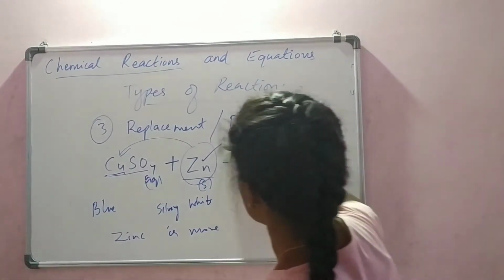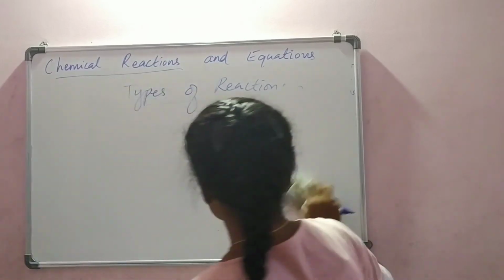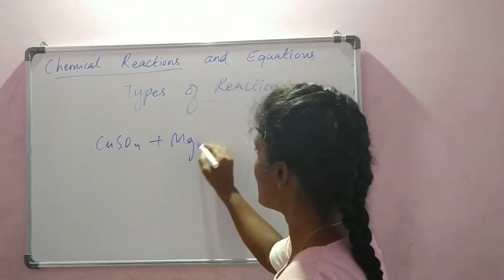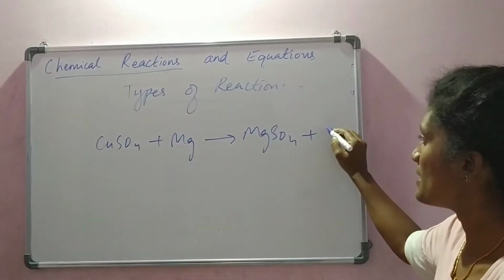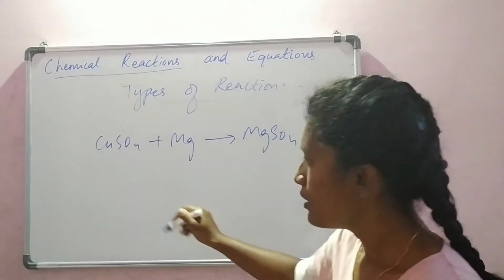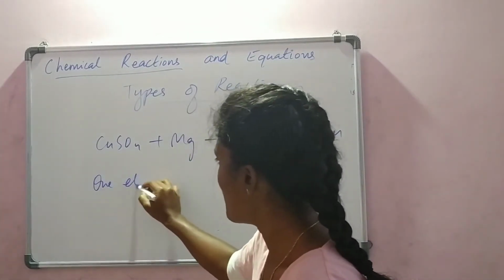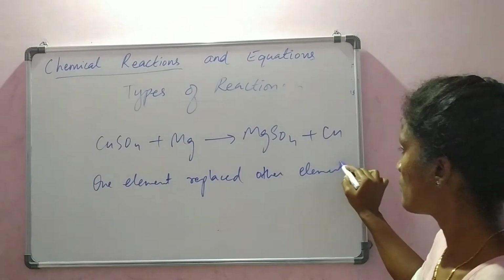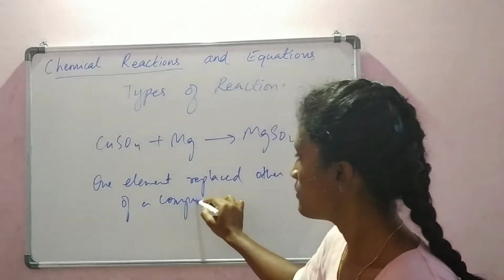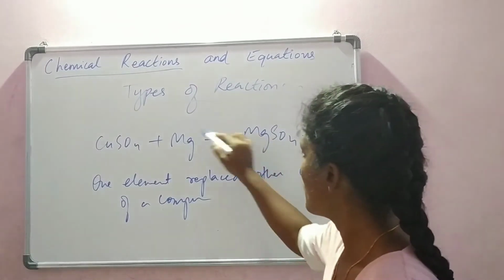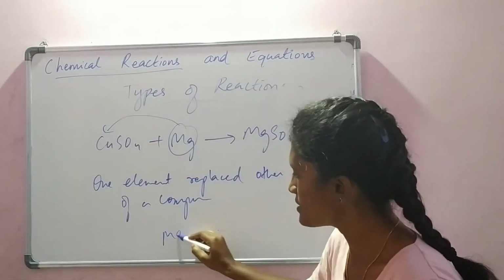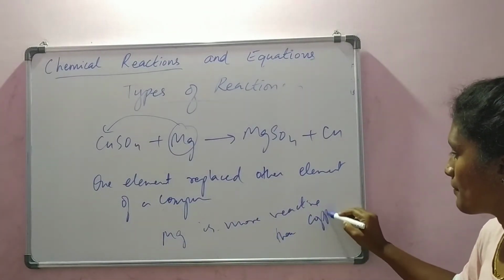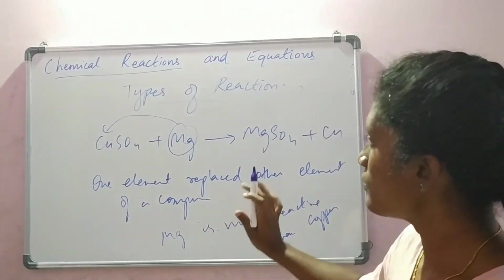So we'll see one more example. The same copper sulfate reacting with magnesium gives us magnesium sulfate plus copper is separated. What does this tell? In this reaction, one element replaces another element of a compound. Hence, this is called a replacement reaction. Mg replaces Cu, which means Mg is more reactive than copper. So that is about replacement.